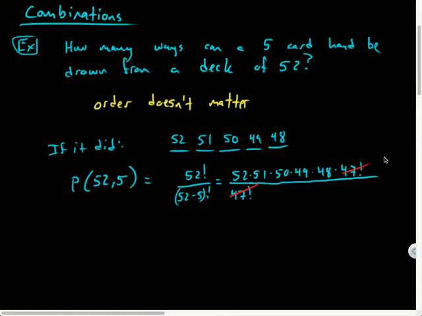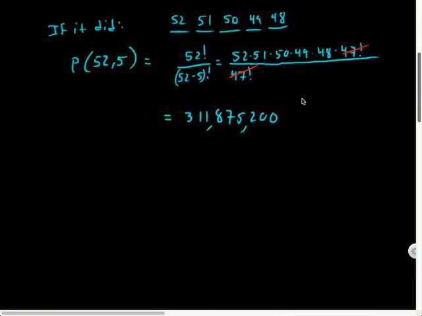Let me tell you what that is. If order mattered, that would have been equal to 311,875,200. So 311 million. So that's if the order mattered. However, it doesn't matter. So let's consider how many extra we have.